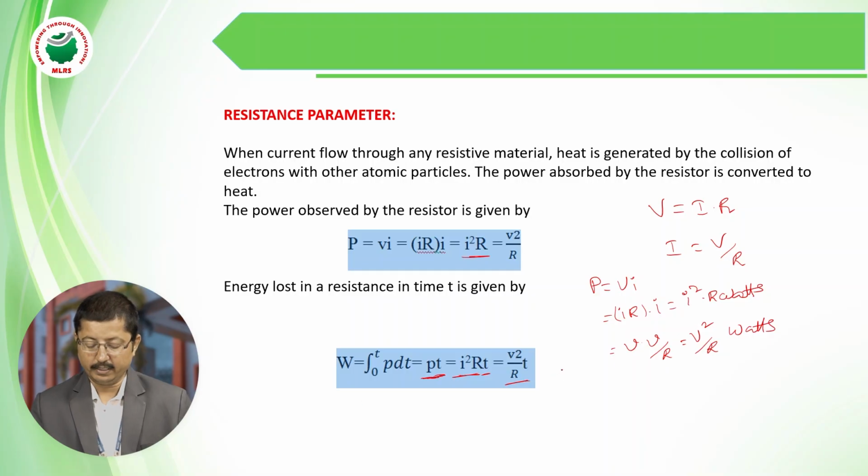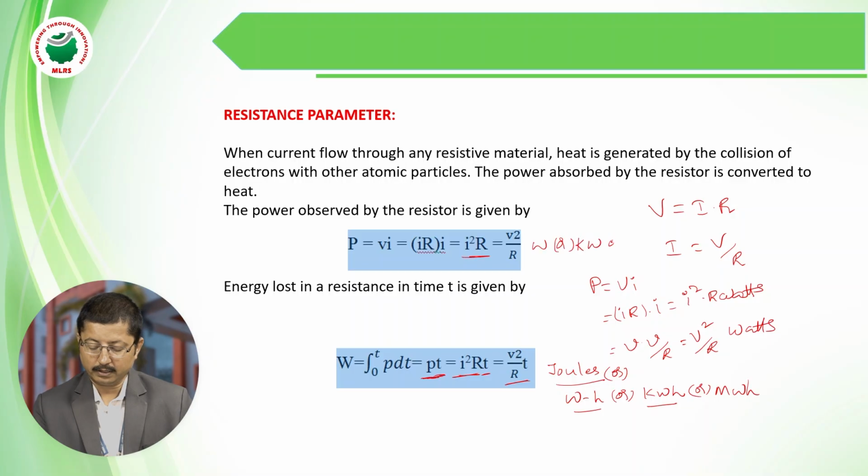Energy can be measured in joules, or watt hours, or kilowatt hours, or megawatt hours. Similarly, the power can be measured in watts or kilowatts or megawatts. These are the units of power, and these are the units of energy. So that is about the voltage, current, power and energy in the resistance parameter.